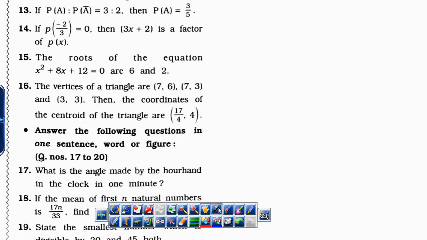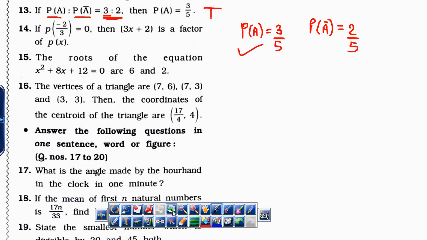True and false. P(A) to P(A bar) is 3:2, so P(A) corresponds to 3 and P(A bar) corresponds to 2. The denominator will be the total of 3 and 2, which is 5. P(A) is 3/5. Yes, they have written it correctly. It is true.